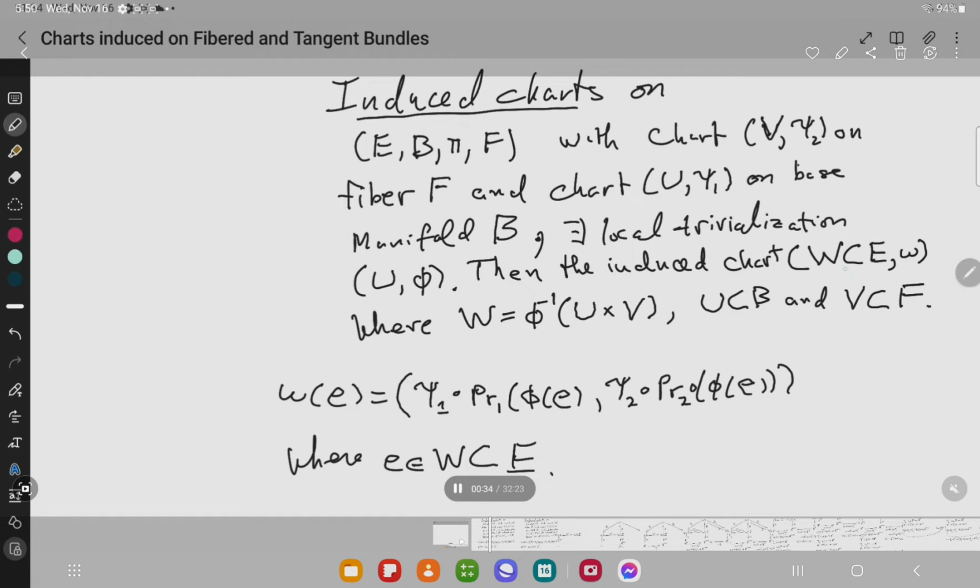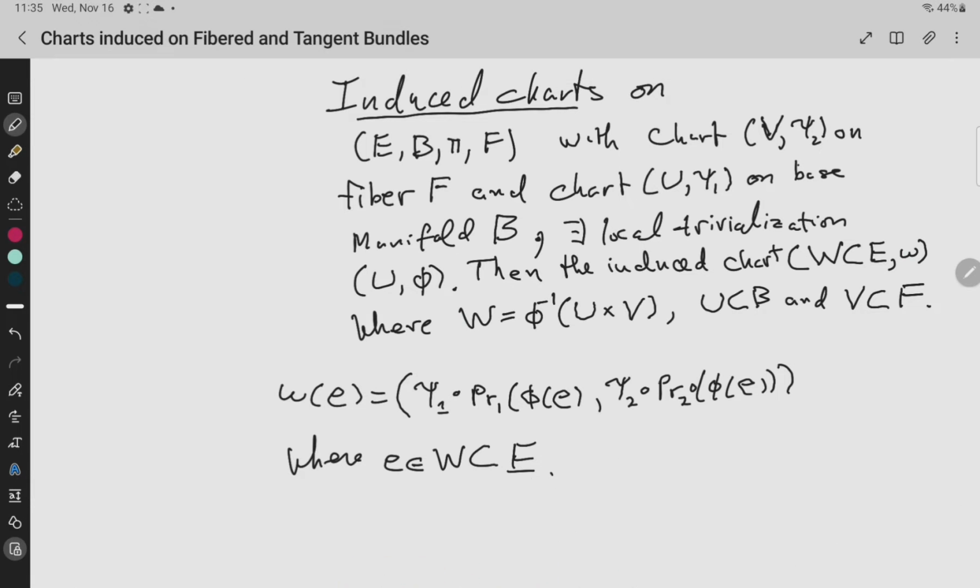Then the induced chart on the total space: W is a subset of E, where E is the total space, and the induced chart omega, where this big W here is the preimage of the homeomorphism phi of U cross V. U, of course, is a subset of the base manifold, V is a subset of F, and then the mapping omega on E, where E is an element of W, which is in the total space, is given by these two factors.